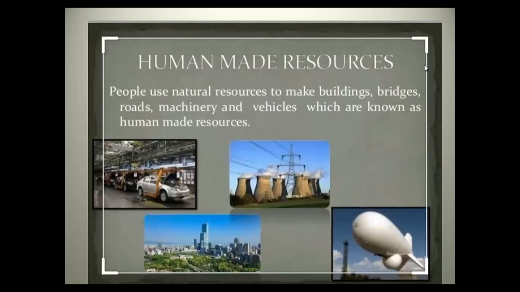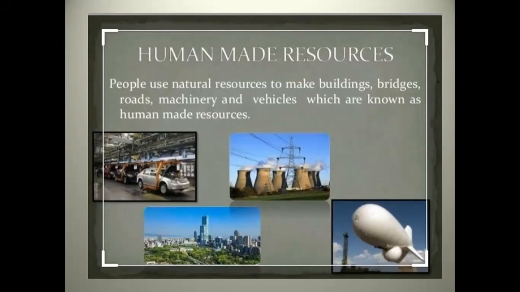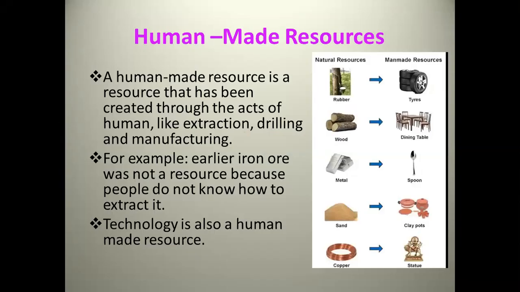Right now, also students, we are sitting on a chair that is made of wood. From where does the wood come? It comes from the tree. This chair is made from the wood, and then we are using it. Not only that, the table which we use is also made up of wood, which we are using right now. That is called as human-made resources.